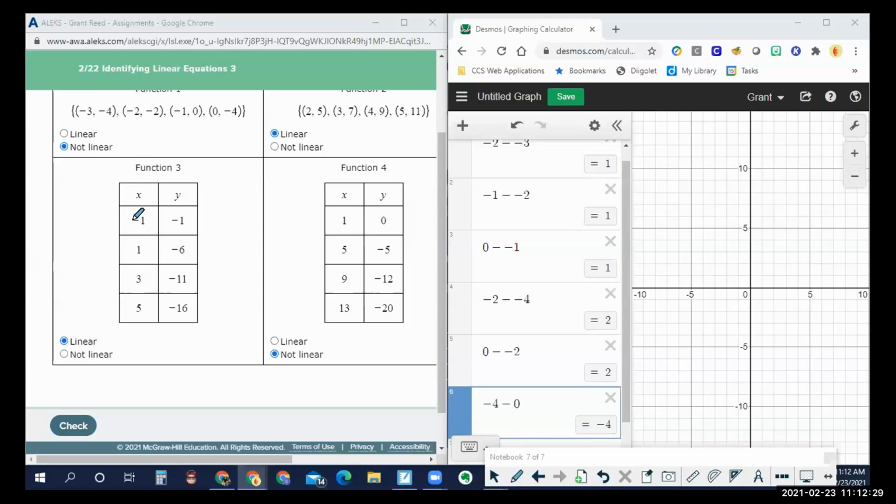Anyway, all of my x values are here, and all my y values are here. Yesterday, I actually wrote each of these out in ordered pair form for you, but I'm not going to do that right now.